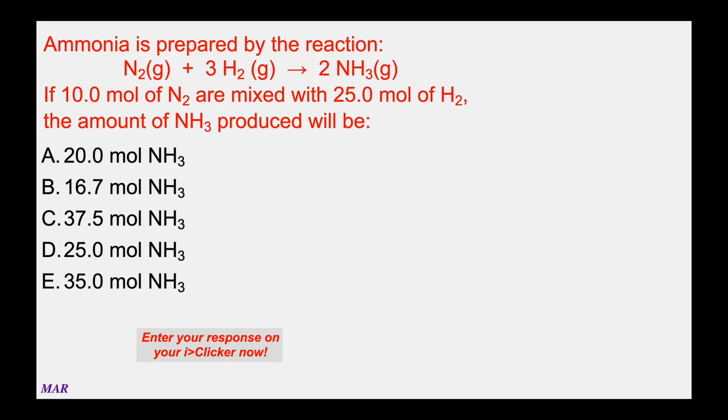And in this problem, we have 10 moles of nitrogen, and mixing them with 25 moles of hydrogen, the amount of NH3 produced will be, and there's 5 different answers. So see if you can use your understanding of the stoichiometric factors to figure out what's going on.